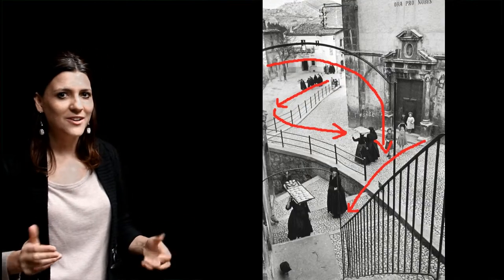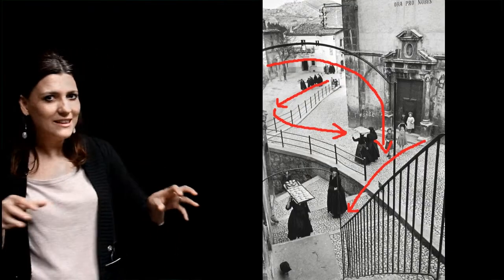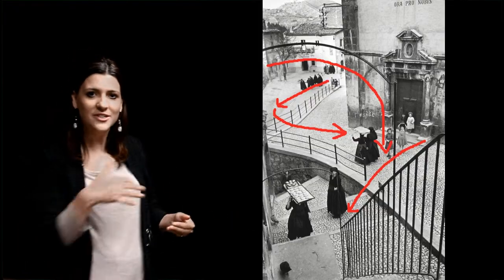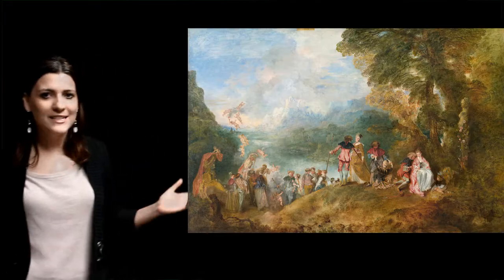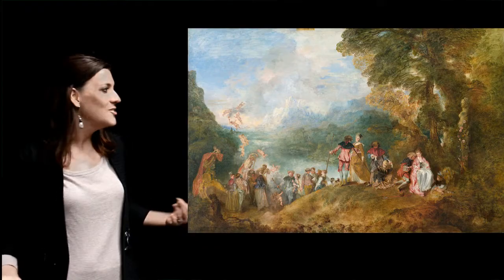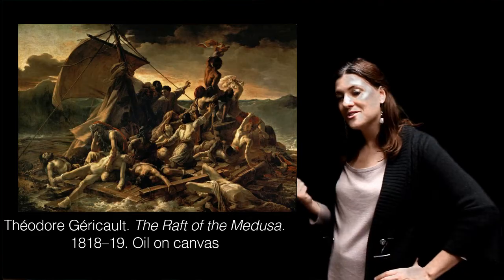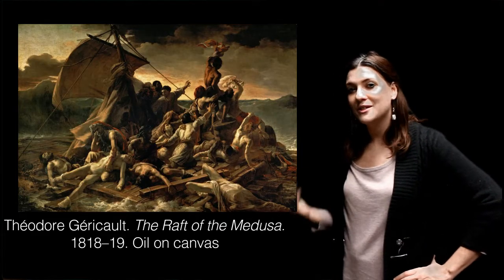Like invisible arrows, lines subconsciously lead the viewer's eye throughout a work of art, and they can direct the viewer's gaze. Check out this painting by Watteau. He leads our eyes all over this island of love. Another great example of an artist using leading lines to direct the viewer's gaze can be seen in this painting by Theodore Géricault called The Raft of the Medusa.